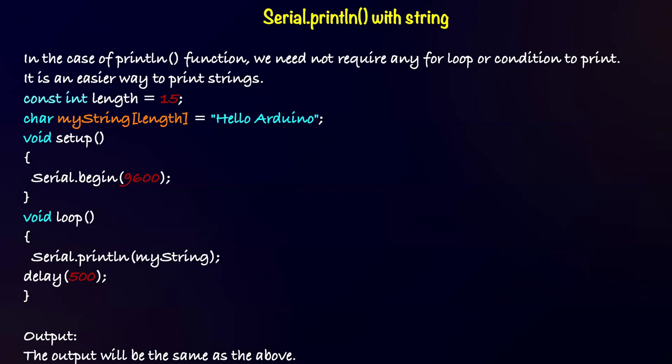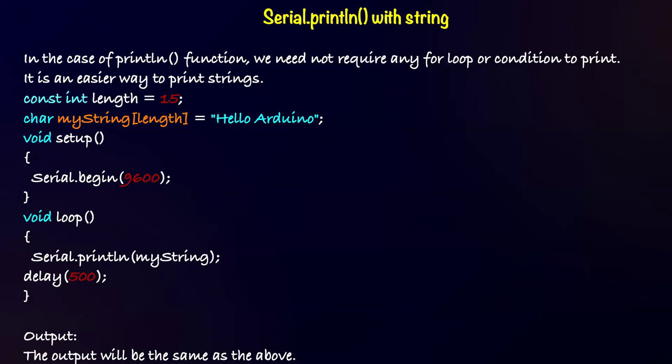First, we are declaring a constant integer of length 15. Then a character array, my string length, "hello Arduino". Then we're giving the void setup. Inside the void setup, Serial.begin(9600). We are specifying the baud rate over here.